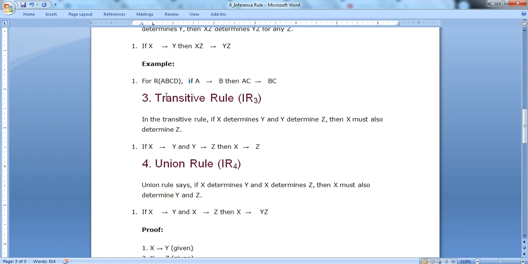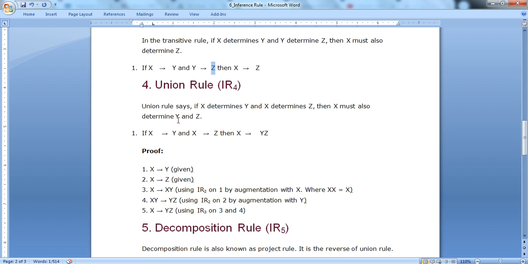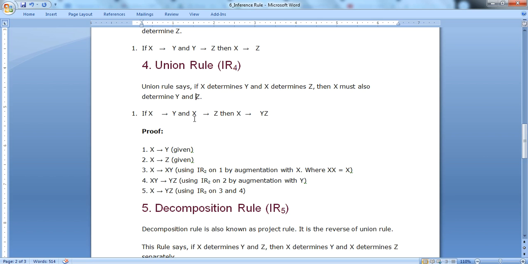Now the third rule is the transitive rule. Transitive rule: if X determines Y and Y determines Z, then X must also determine Z. Then the fourth rule is the union rule. The union rule says if X determines Y and X determines Z, then X must also determine YZ. That is, X determines Y, X determines Z, then combined we can say X determines YZ.